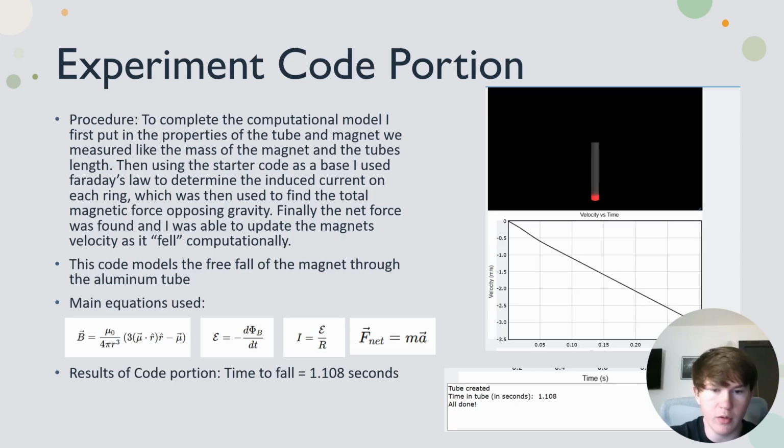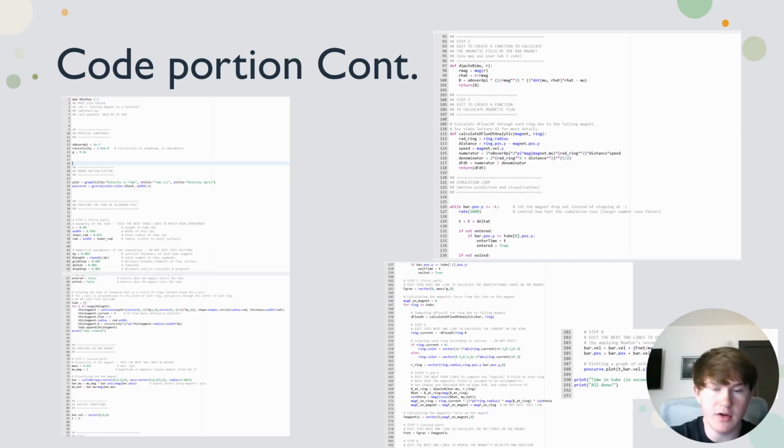So the results of the code portion, we found the time to fall to be 1.108 seconds. And the graph is there on the right, which is basically linear, except for the first fractions of a second. And then we have the actual model showing the magnet at the bottom of the tube, as well as the results. Here's the code. There's a lot of code. It's going to be very hard to read, but it worked, so that's good.